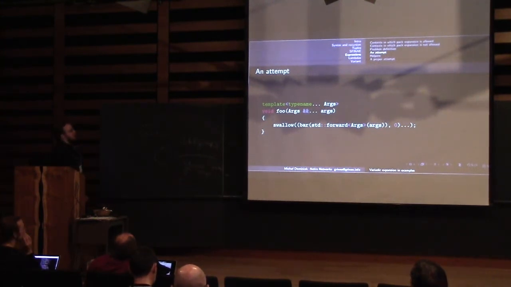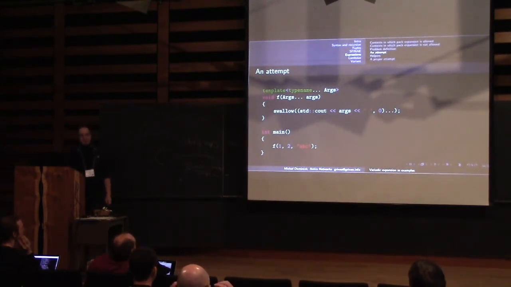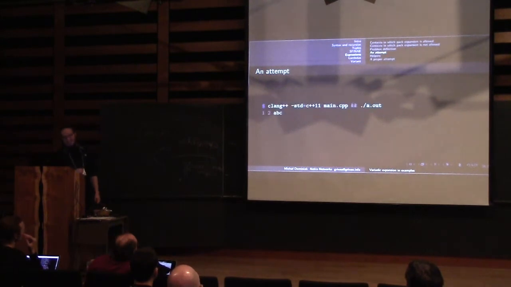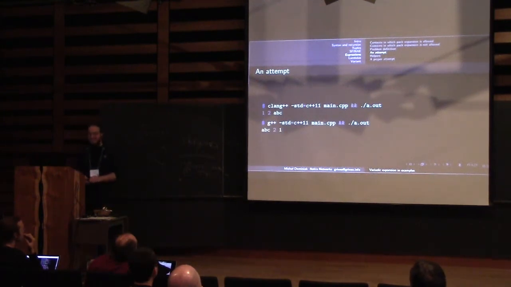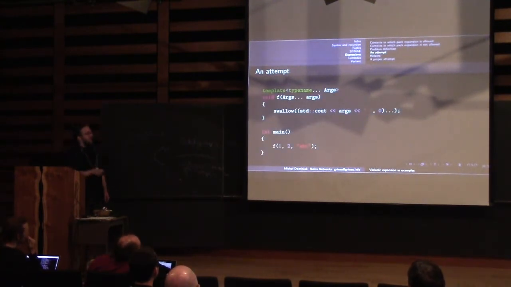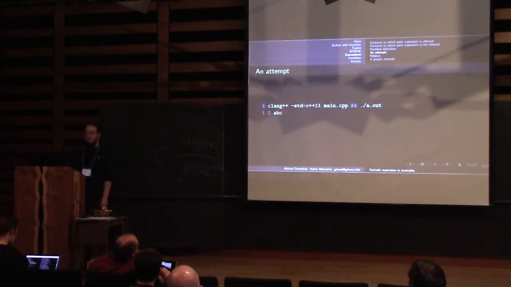So let's try to use it in a concrete example. We will try to print out every argument that's passed into the function. How many of you see the problem with this? Yes. Clang is very nice and does the right thing, while GCC doesn't. The problem is, as pointed out, that the order of evaluation of function arguments is unspecified. So it can be evaluated in any order. We could also get 2, then ABC, then 1 printed. So we have to fix that.